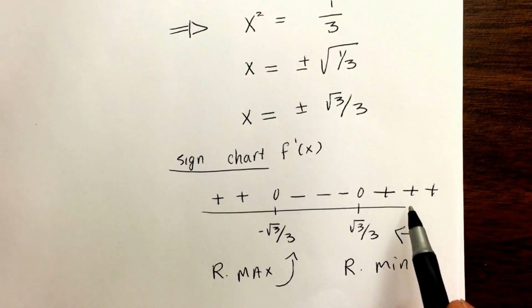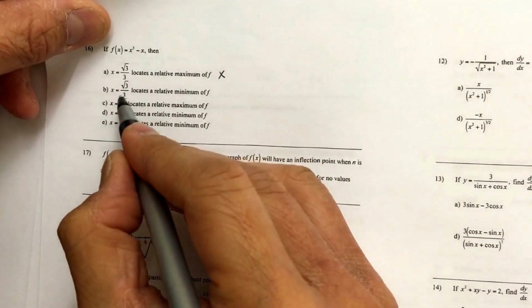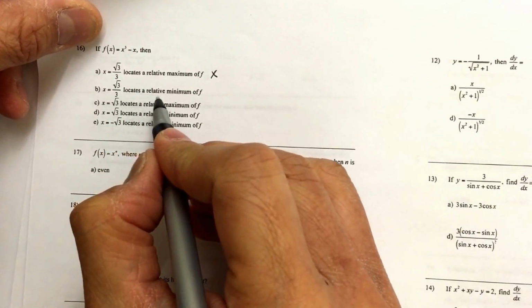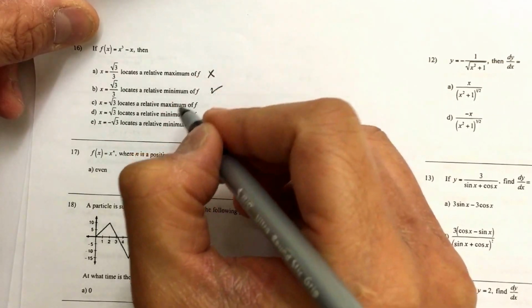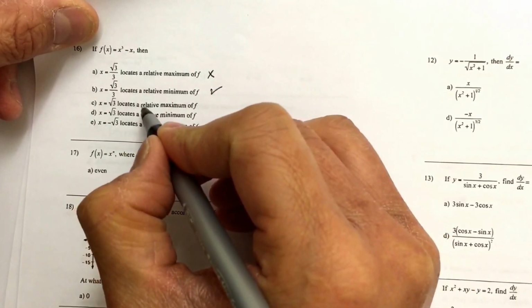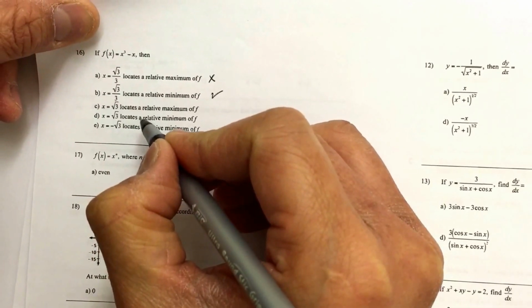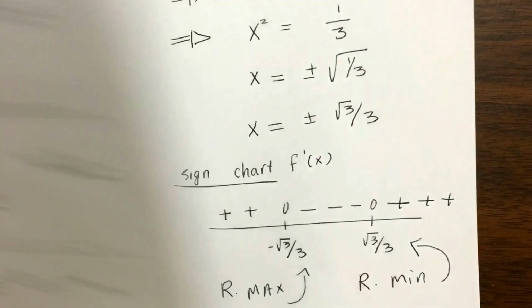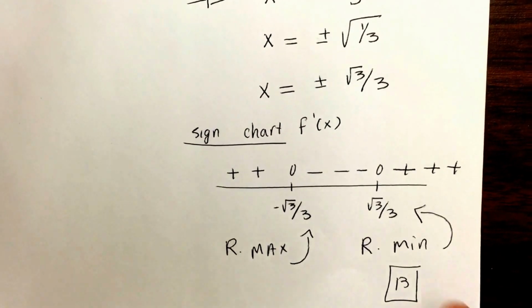So with all our answer options, we just pointed out that this is a relative min, so that's not true. This is a relative min, that's true. And then none of these 3 applies, and therefore our answer choice is B. Okay. Number 17.